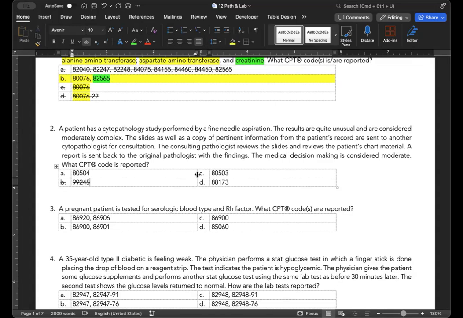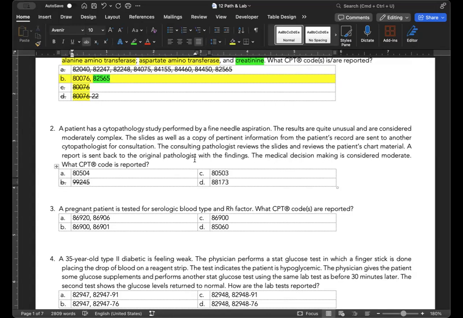So 80504 and 80503 are pathology clinical consultations, and it's just a matter of our amount of medical decision making that we have. So again, this is kind of going back a little bit on consultations, but remember we have three components that we have to meet for consultations, whether they are clinical pathology consultations, whether they're office visit consultations, whatever they might be. We have to meet those three R's. So we have to have a request from another provider or an appropriate source.